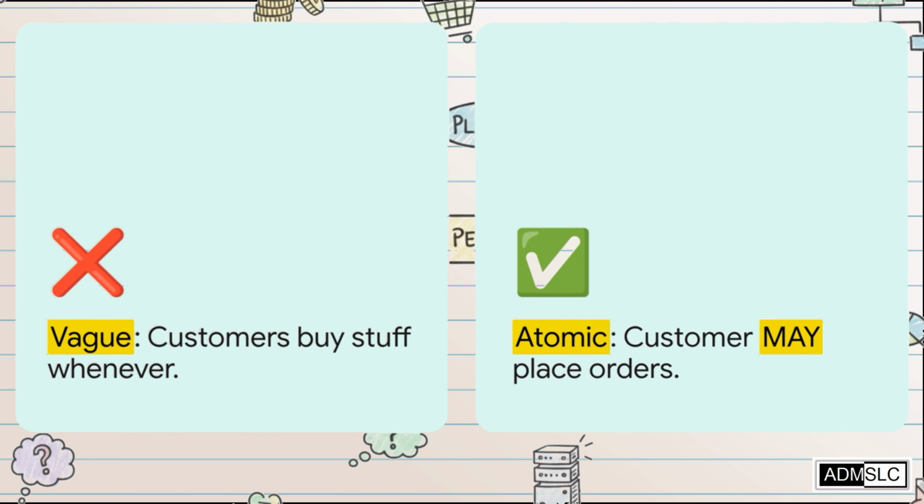Customers buy stuff from us whenever. That is way too vague, right? I mean, what even is stuff? What does whenever actually mean to a database? Alternatively, look at this. A customer may place one-to-many orders. That uses atomic may language to explicitly define the relationship. Now that is a concrete rule we can actually build a system around.